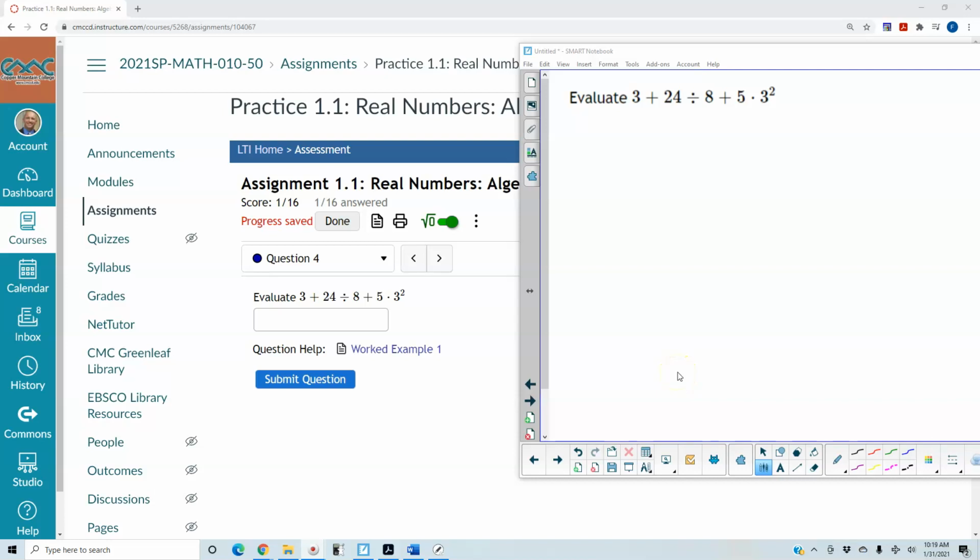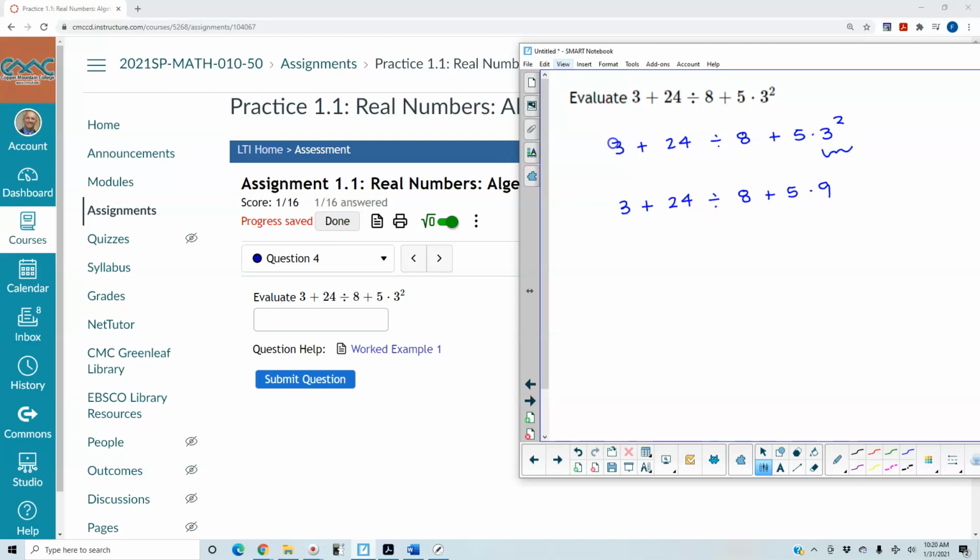Okay, in this next question, we're going to evaluate 3 plus 24 divided by 8 plus 5 times 3 squared. So I'm going to rewrite this: 3 plus 24 divided by 8 plus 5 times 3 squared. There aren't any grouping symbols, so the first thing we want to do is exponents. So we're going to evaluate 3 squared, which is 9. So we have 3 plus 24 divided by 8 plus 5 times 9.